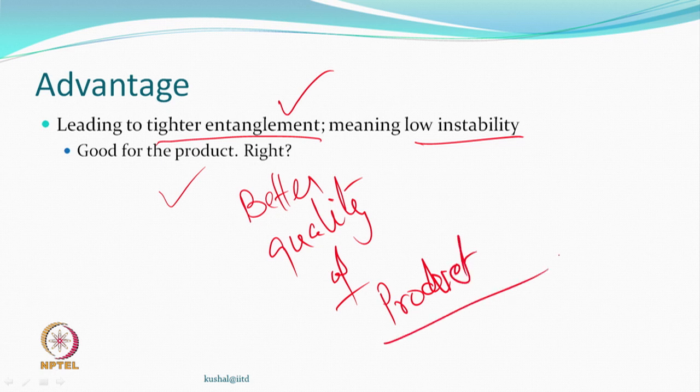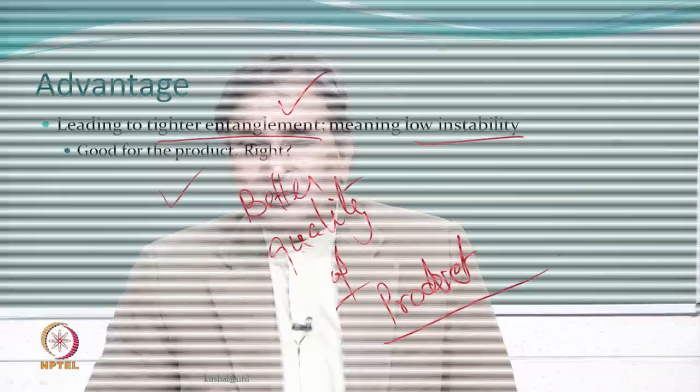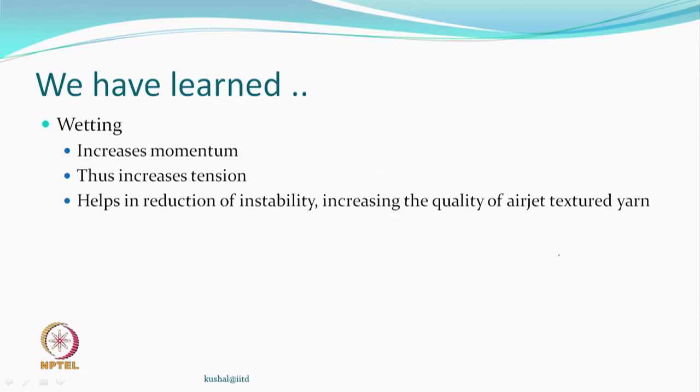So, the effect of wetting on friction is different, but the output is the same. It is because of higher momentum and increased tension, all right, and that is how the quality of the textured yarn has been increased, with less instability and better quality.